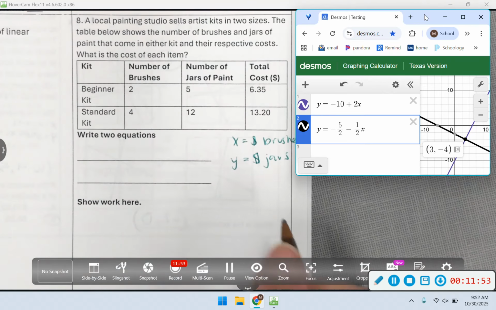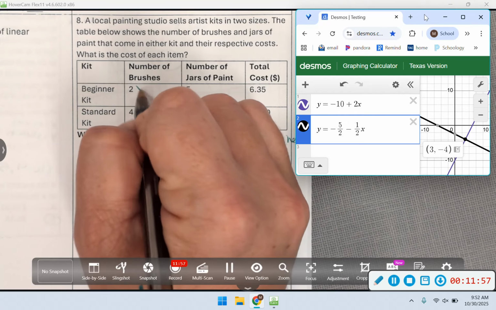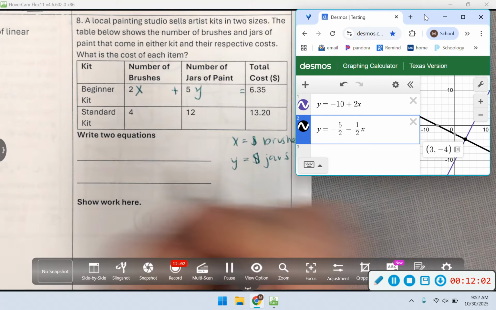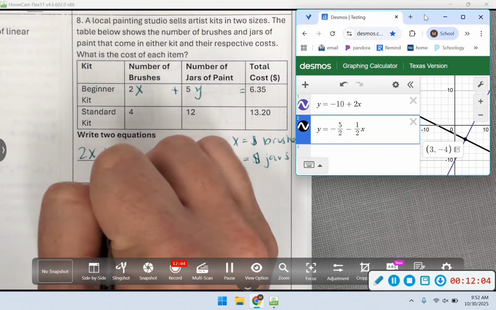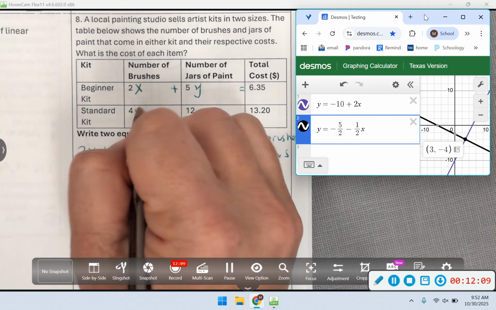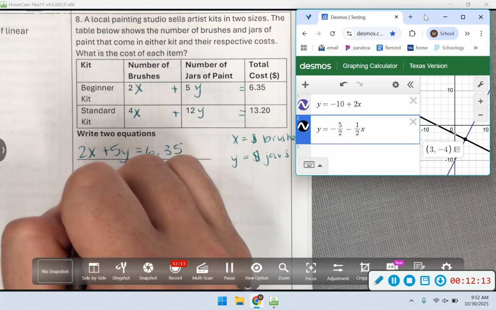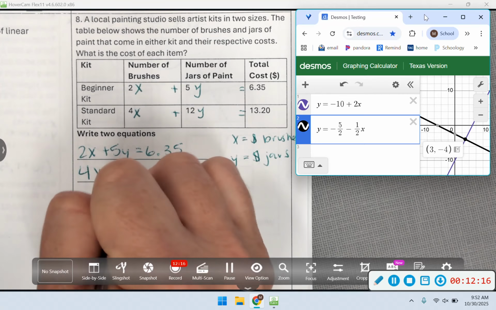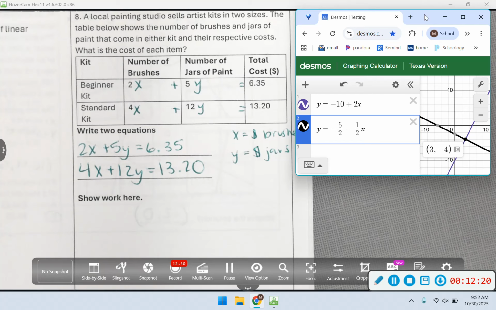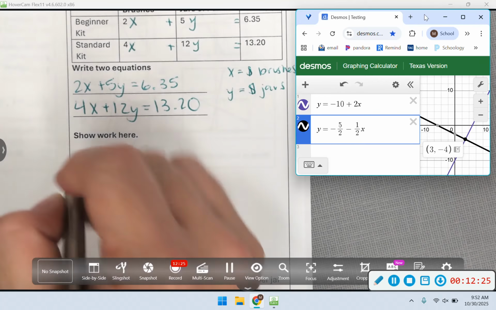Well, each kit is going to be its own equation. So 2 brushes plus 5 jars of paint equals this. So 2x plus 5y equals 635. And then 4x, because it's still brushes, plus 12 is still jars of paint, y equals 1320. So there's my 2 equations, and it doesn't just ask for the equations. I have to solve. So knowing that, I'm going to go ahead and solve for y again.